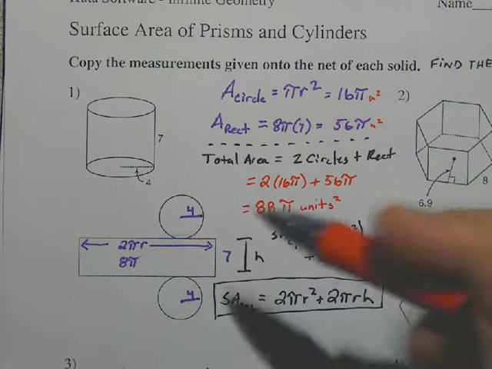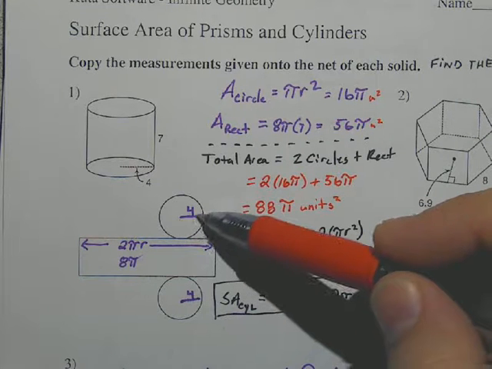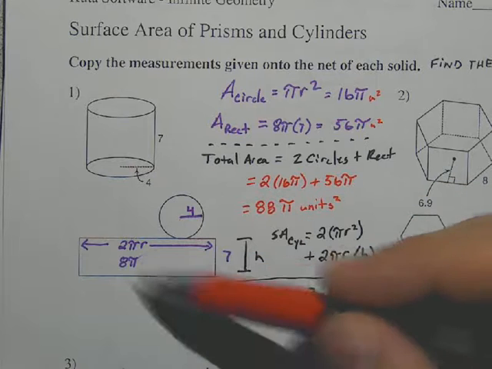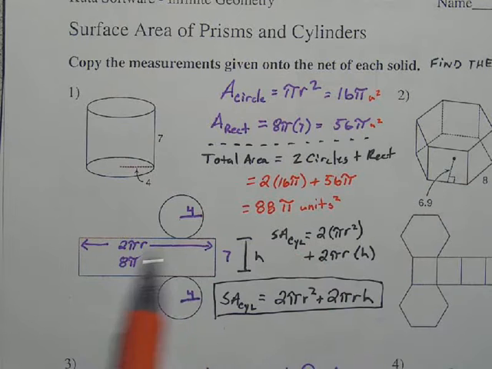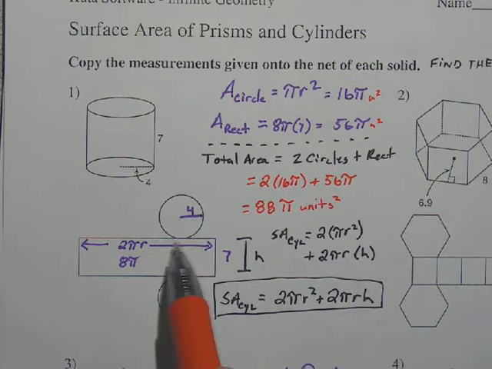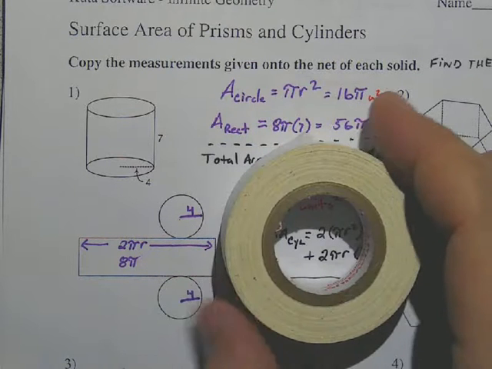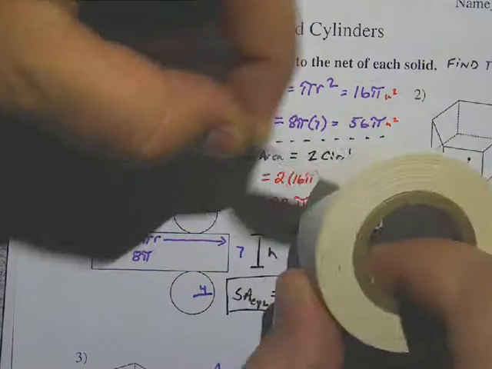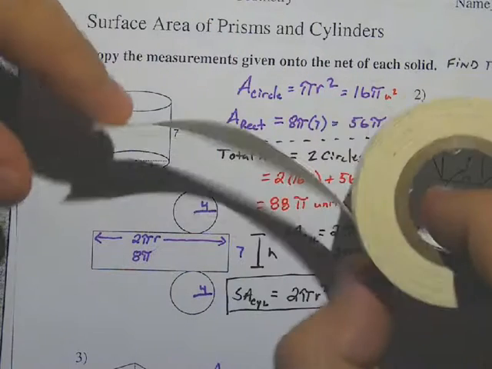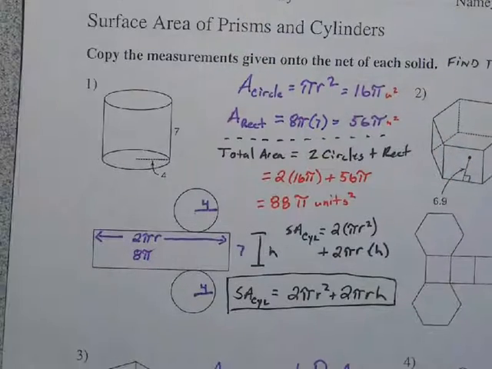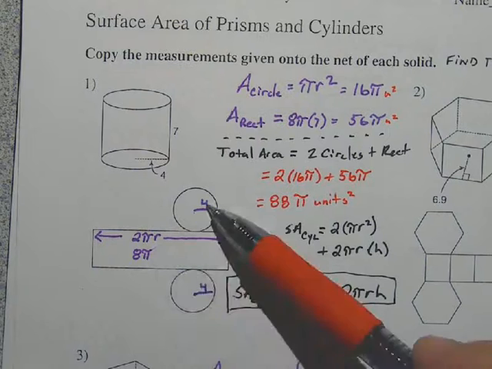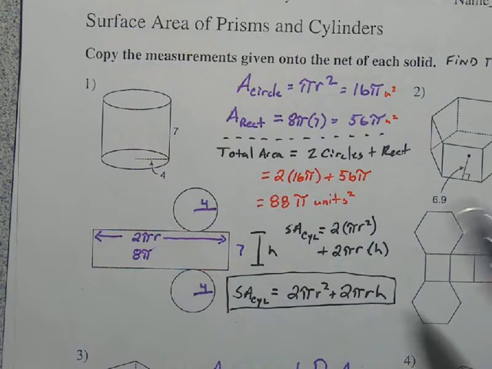Guys, I started by labeling these. I labeled this 4 because I found 4 here. I labeled this 7 for the height 7 here. I said that this was 2 pi r because this is actually going to be the same as the distance around the edge of this circle. Whenever I take this piece of tape and unwrap it, that distance of that tape is going to be the length of that edge around that circle. Now, we said 2 pi r, if r is 4 in this case, is going to be 8 pi.